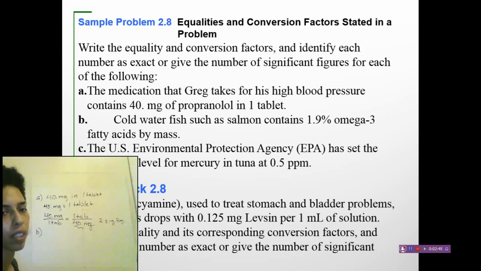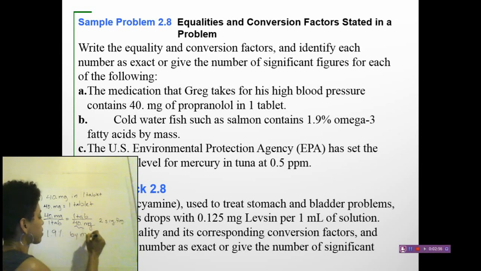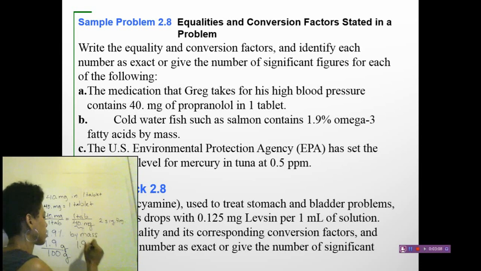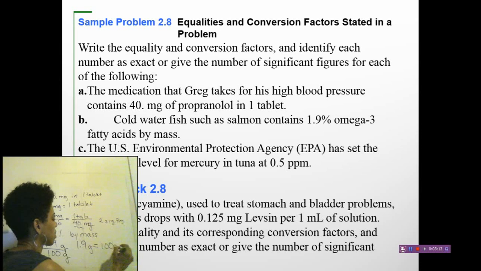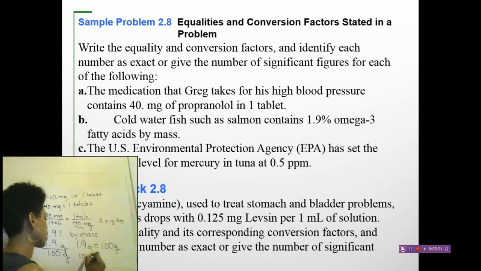Let's move on to B. It says cold water fish such as salmon contains 1.9% omega-3 by mass. Remember we said if it's a percentage, we can write that number over 100, and let's say grams. I'm sorry, 1.9 grams over 100 grams. And here we have your conversion. And we can also write that as 100 grams over 1.9 grams.